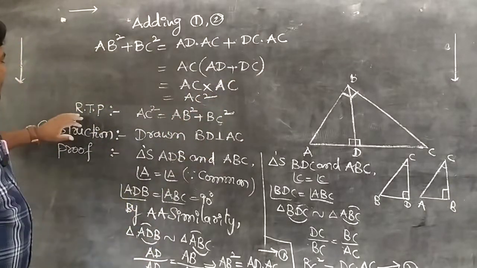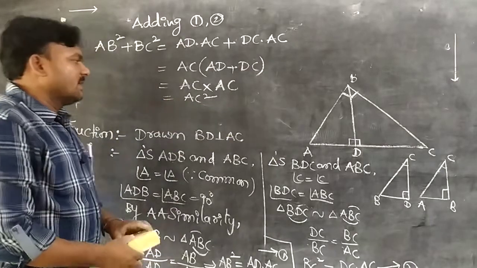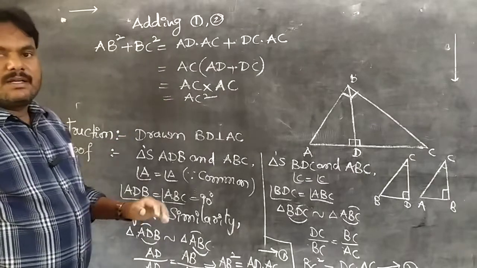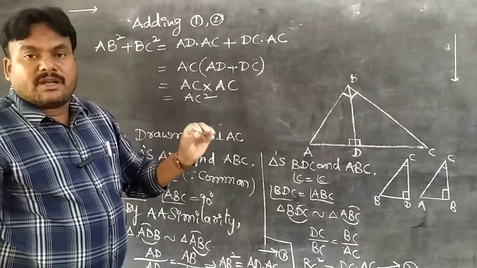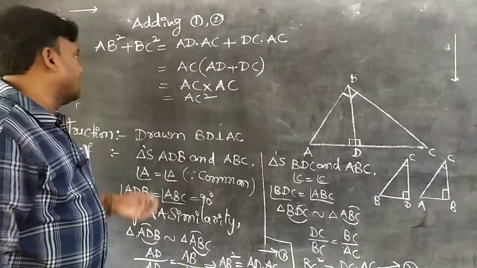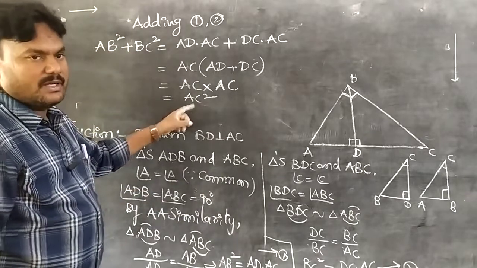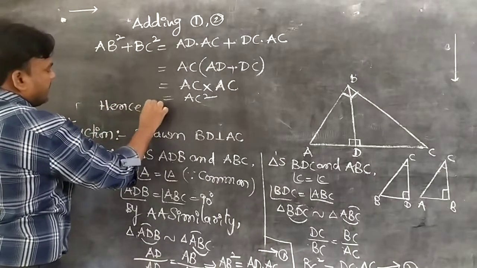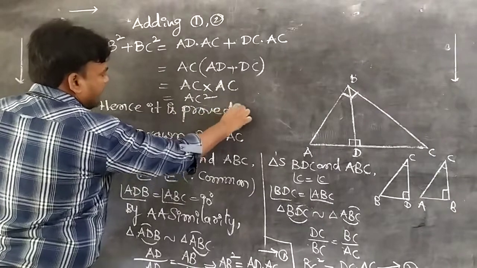So we have proved it. Okay, students, observe, this is the way of the process. So AB square plus BC square equal to AC square. Let me repeat the statement: in a right triangle, the square of the hypotenuse is equal to the sum of squares of the other two sides. Hence it is proved. This is an important theorem, students, and also very easy.